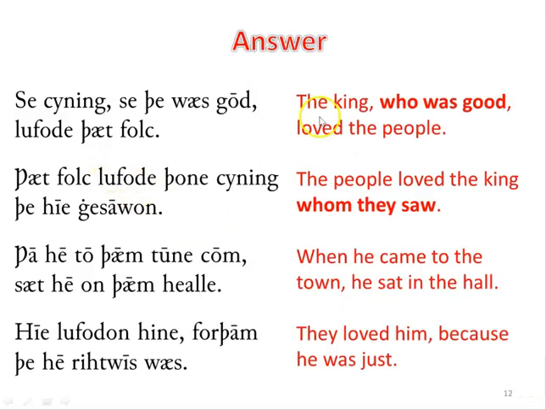Okay, so here he was. The king who was good loved the people. Se kuning se was good, luverde that folk. The people loved the king whom they saw. That folk luverde thona kuning. There here ye sawan. When he came to the town, he sat in the hall. Tha he to tham tuna kom, sat he on tham hele. They loved him because he was just. Here luverdon hinna. For tham the he richtwis was.